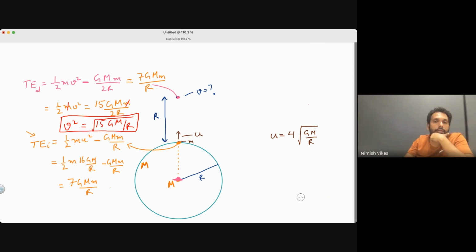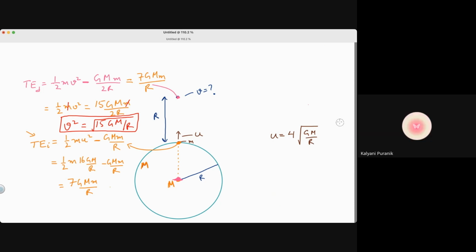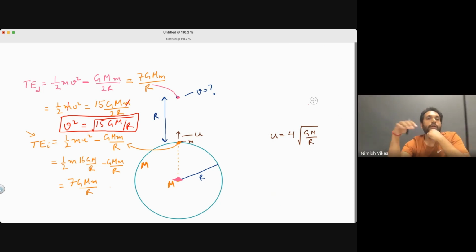Okay, is it clear, guys? Shall I give you the question? Will you escape velocity? If any doubt over here, please ask me. The pink line and the orange line. Any doubt in those, please ask me.